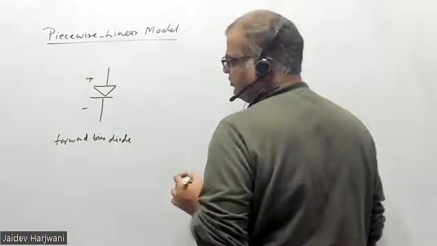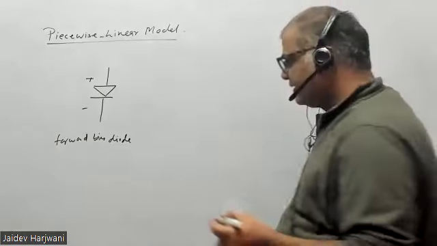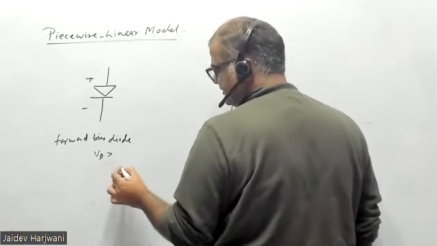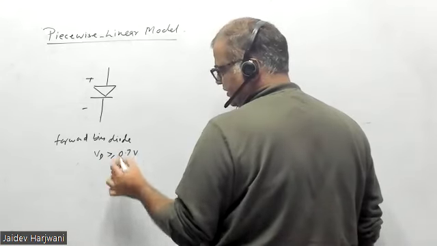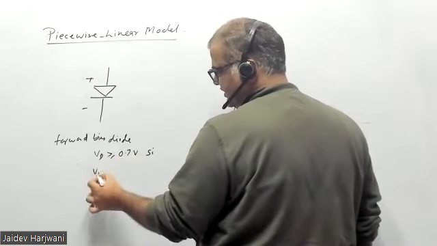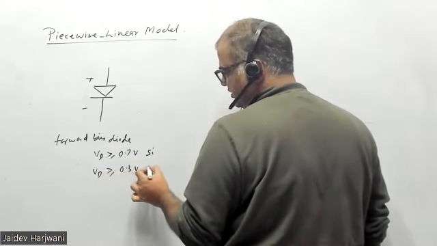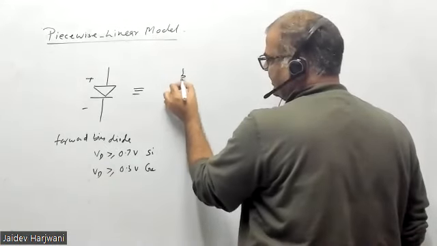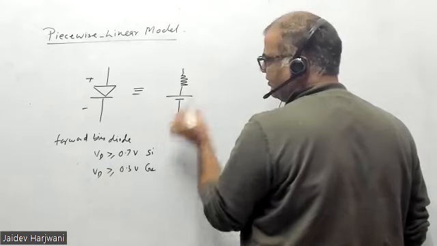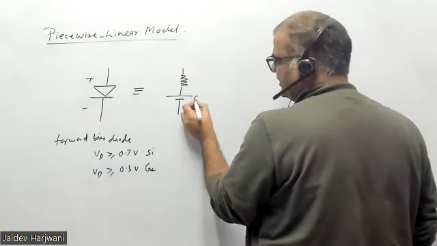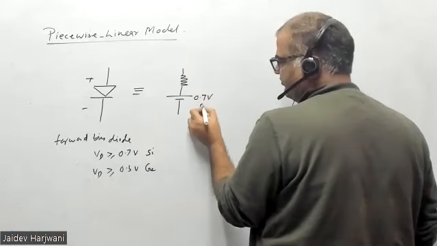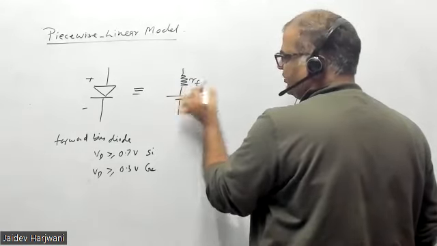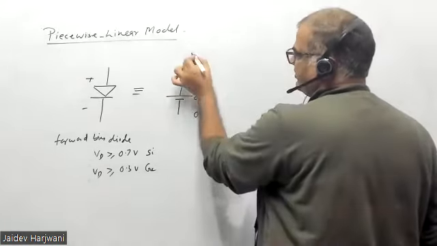and of course that forward bias should be greater than 0.6 volt. So if I say VD is greater than 0.7 volt for silicon, and VD is greater than 0.3 volt for germanium, in that case your diode will be replaced by a resistance and a battery. If it is silicon, it is 0.7 volt, or if it is germanium, it will be replaced by 0.3 volt, and this is called your forward resistance. RF is the forward resistance.